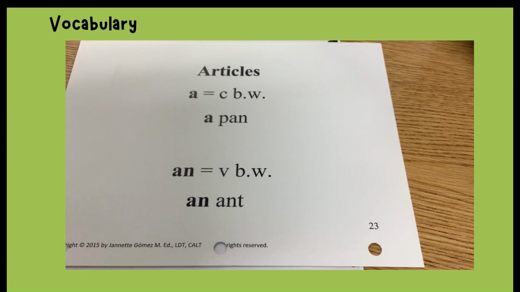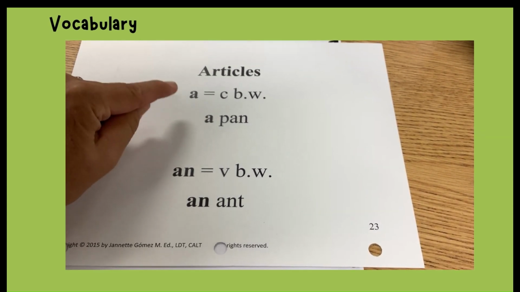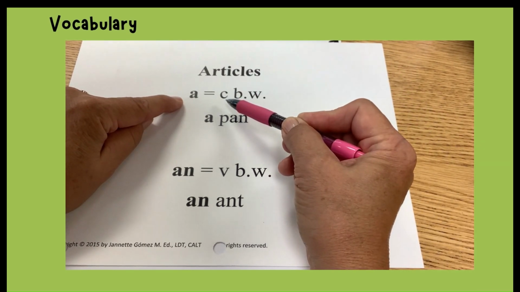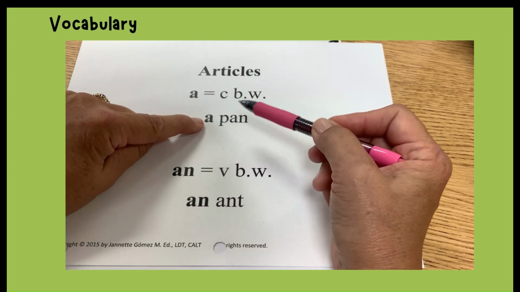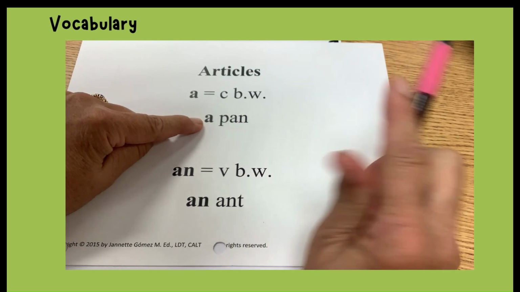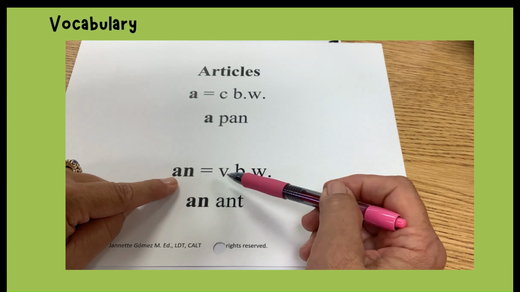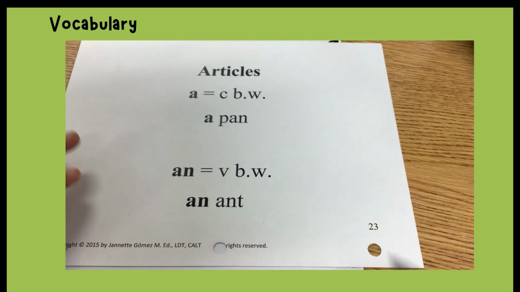We have talked about articles, and two of the articles we have talked about are a and an. Remember, we use a in front of base words that have a consonant sound. An example, a pan. Remember, a can be pronounced two ways. It can be a or a. Both are correct. We use an in front of base words that have a vowel sound at the beginning. Example, an ant. We're going to practice using a and an today.